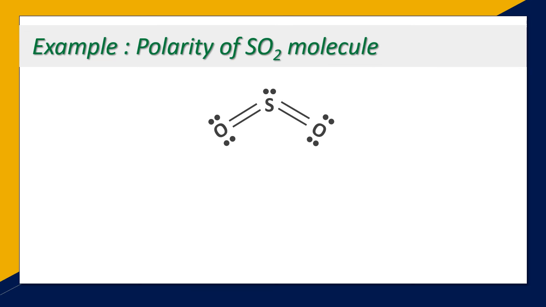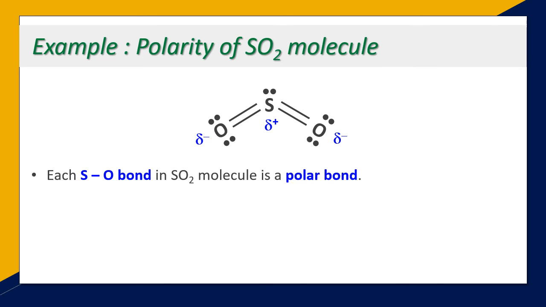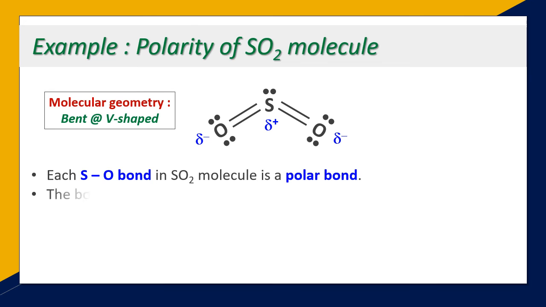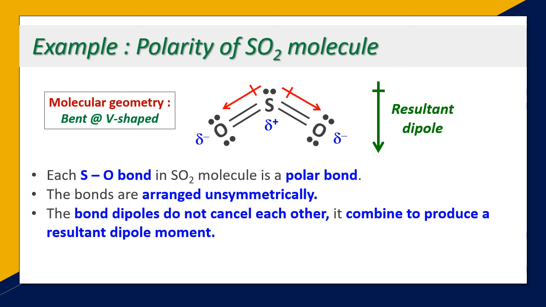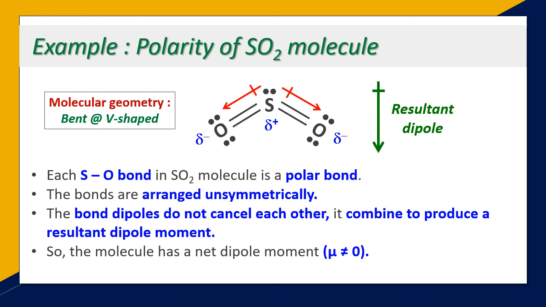In the sulfur dioxide molecule, each of the S-O bonds is a polar bond. Each of the bonds is arranged unsymmetrically in a V shape. Thus, the bond dipoles do not cancel each other and combine to produce a resultant dipole moment. So, the molecule has a net dipole moment. Thus, the SO2 molecule is a polar molecule.